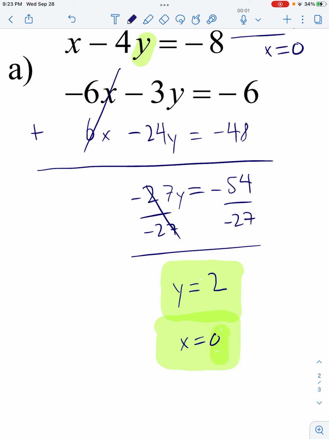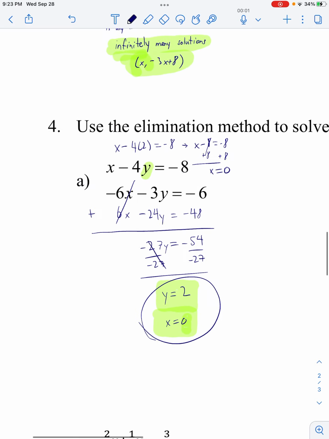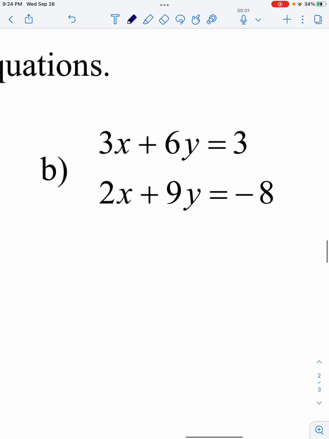So there we go. Boom. Got it down, okay? Let's try that over here. So I'm looking at b, okay?